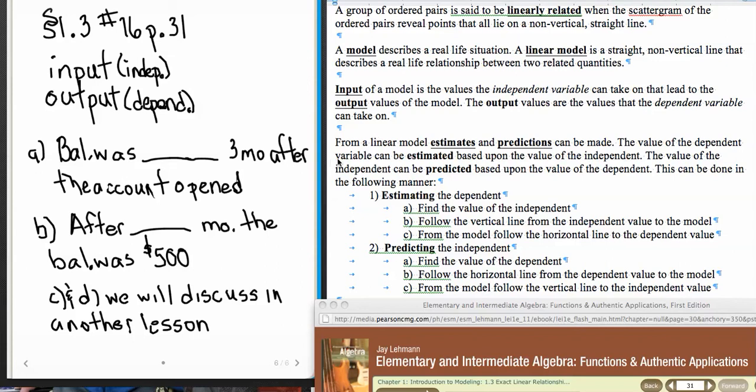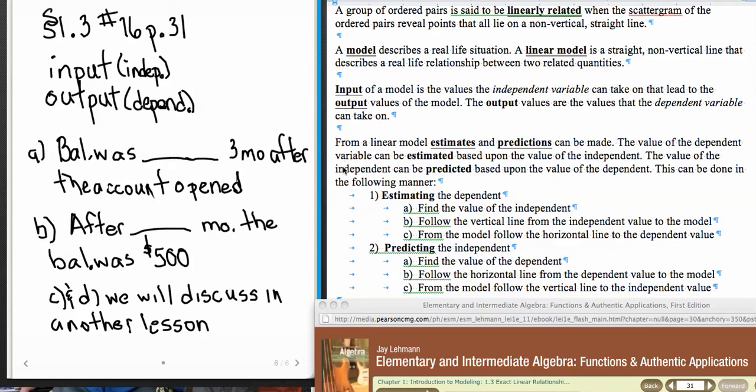So from a linear model, we want to do one of two things. We want to make estimates or make predictions. The value of the dependent variable can be estimated based upon the values of the independent variable, and the values of the independent variable can be predicted based upon the values of the dependent variable.